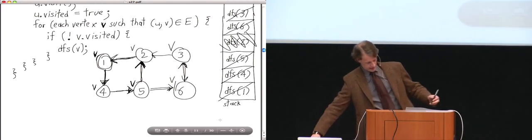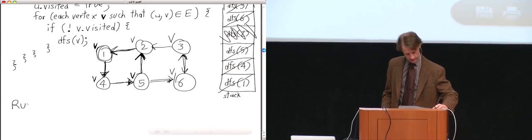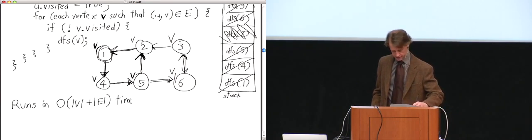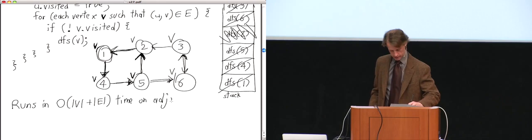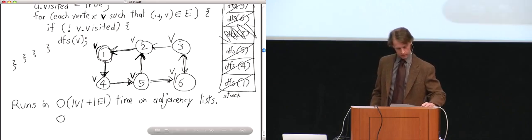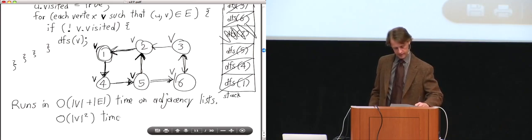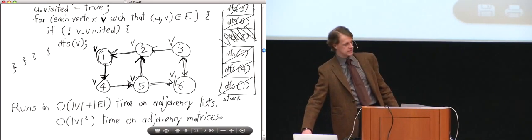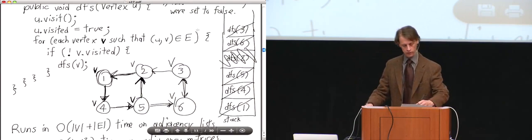All right, the last important thing to know is that this runs in big O of V plus E time on adjacency lists. But it runs in what might be slower if you have a sparse graph, V squared time, on adjacency matrices. Why does it run slower on adjacency matrices? Well, it has to do with this inner for loop right here.